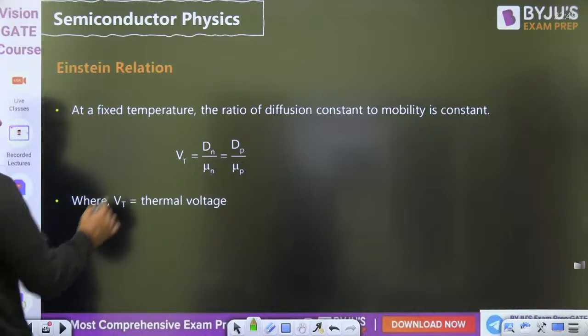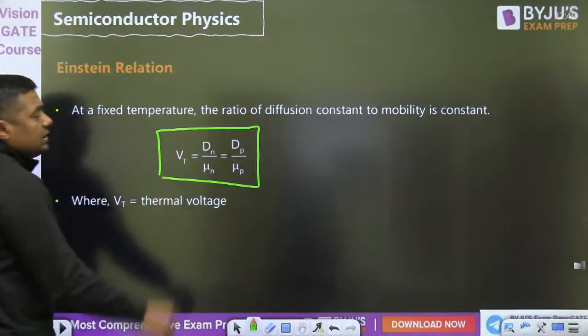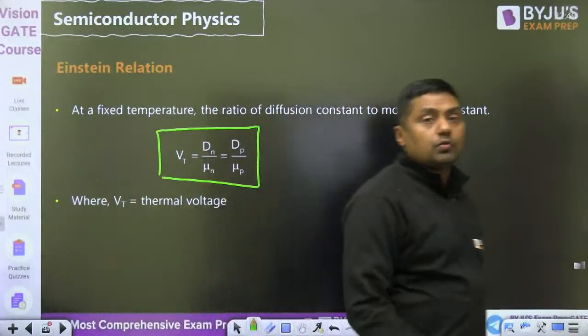Then that is the Einstein relation. Again, it is very important. Dp by mu p is equal to Dn by mu n is equal to what? Vt.